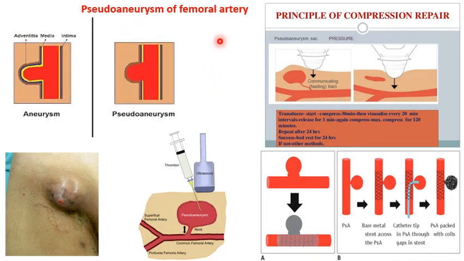And there is another feature called pseudoaneurysm of the femoral artery. Aneurysm means the bulging of the walls of the femoral artery, wherein all the walls bulge, whereas in pseudoaneurysm it is only the adventitia that is bulged. The media and intima do not extend into this bulge. So that is how it is represented.